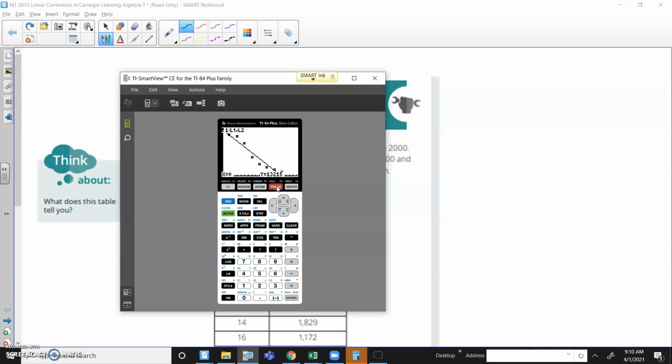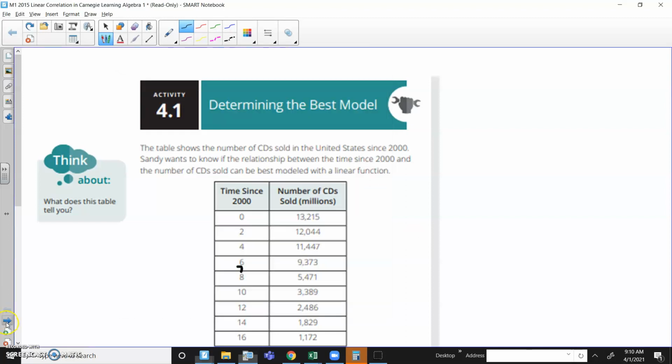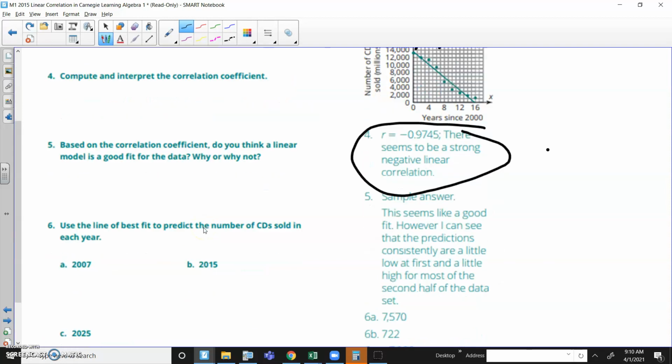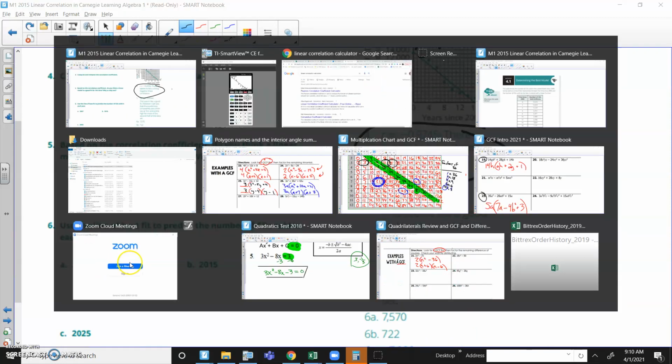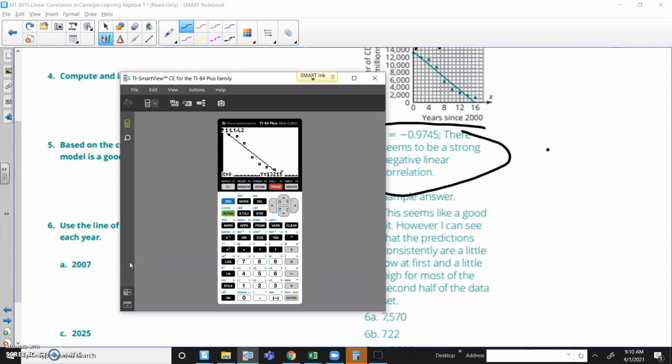Now again, this part is very common in questions where they're asking you to use the line of best fit to predict a certain year. Well, if you have the equation in here, you can just input 7. Sorry, you've got to press trace first. 7. Oh, it's not letting me do that. Maybe it's because I got the plot on. Let me turn the plot off.